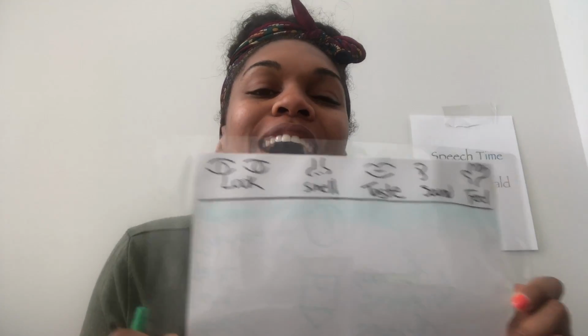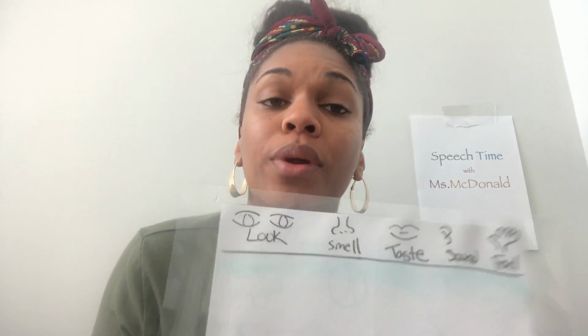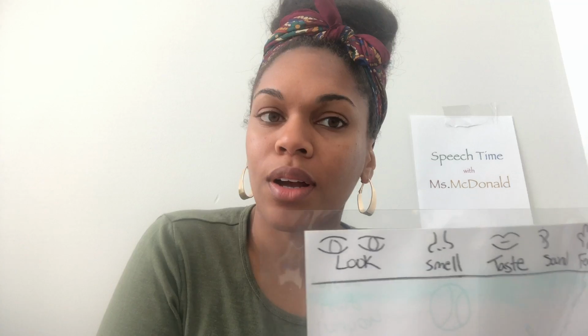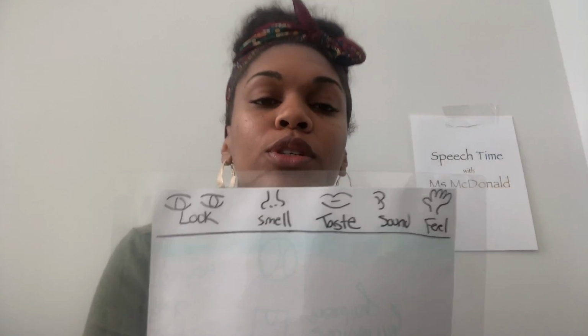Now, we're going to move on to our adjectives. We have gone over adjectives extensively. Remember, when we're talking about adjectives, we are thinking about our senses. What are your 5 senses? All right, let's label them. I want you to put them at the top of your paper, just like we did before.